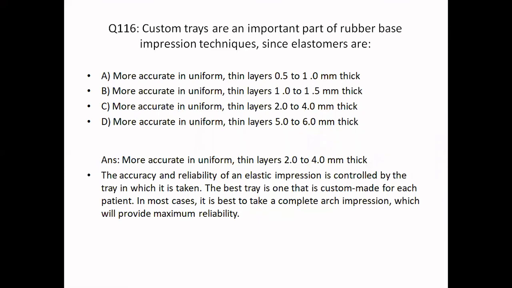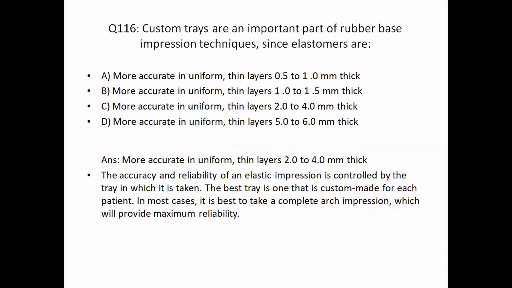Custom trays are an important part of rubber-based impression techniques since elastomers are more accurate in uniform thin layers of 0.5 to 1 mm thick, 1 to 1.5 mm thick, 2 to 4 mm thick, or 5 to 6 mm thick.